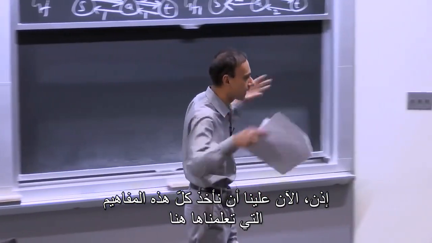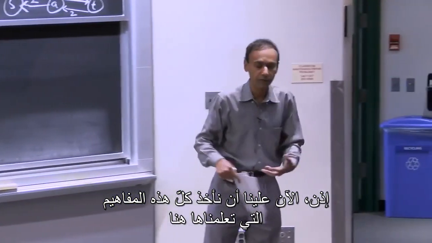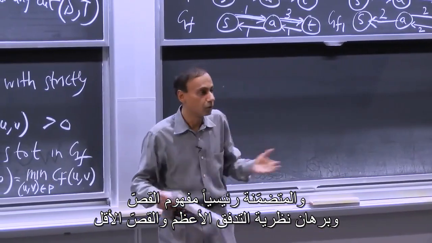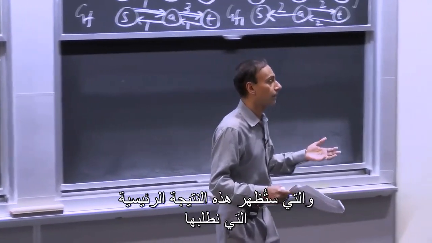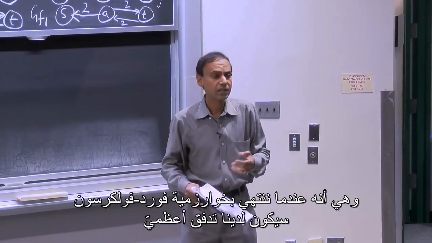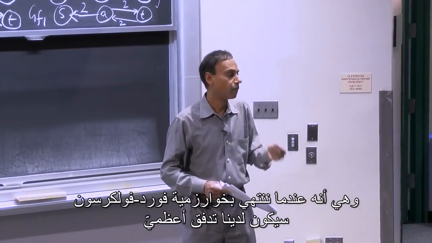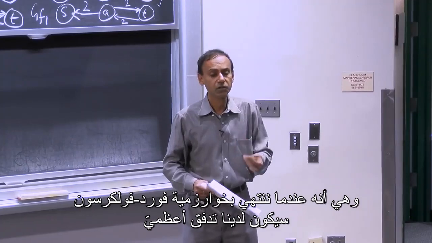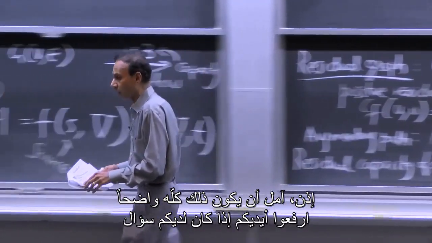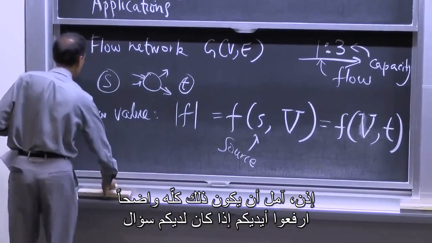So now we have to take in all the notions that we've talked about here, including primarily the notion of cuts, and prove the max flow min cut theorem, which is going to show this key result that we require, which is that when we terminate in the Ford-Fulkerson algorithm, we're going to have a max flow, right? And that's the reason why it's a maximum flow algorithm. If you don't have that proof, you don't have a max flow algorithm, okay? So hopefully all of that is clear. Pipe up if you have questions.